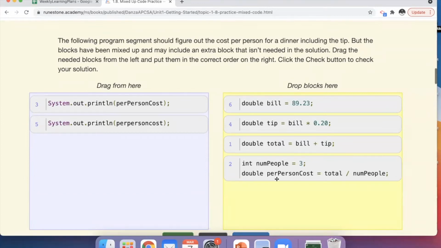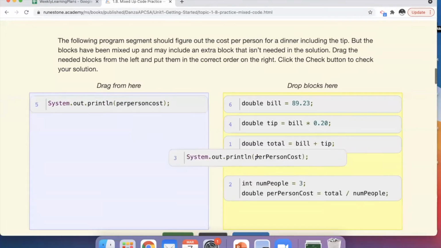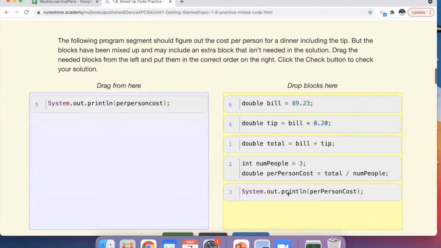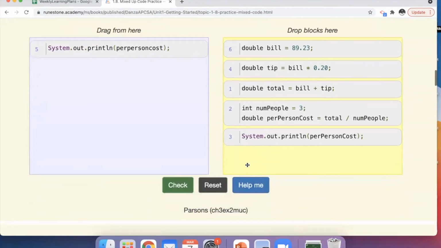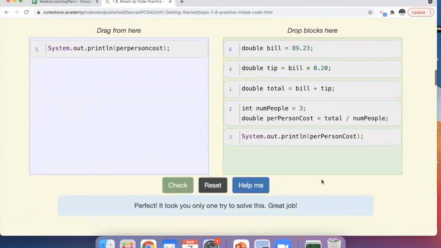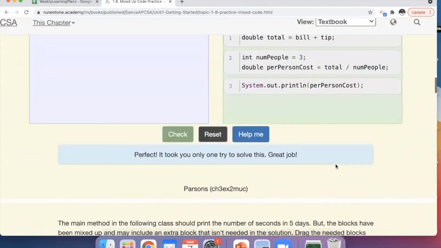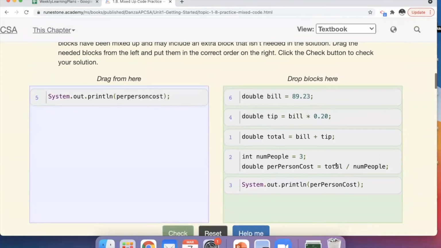And then once you get down to the next part, you're determining the number of people. And we want to figure out if we're taking the total and dividing by the number of people that are there. And then we're printing out the last one, system.out.println per person cost. Okay. We want to print that out because that's the name of our variable. It's not per person cost lowercase. Sometimes I get things wrong. Let's check it. Looks like it's right. All right. That's what it looks like.